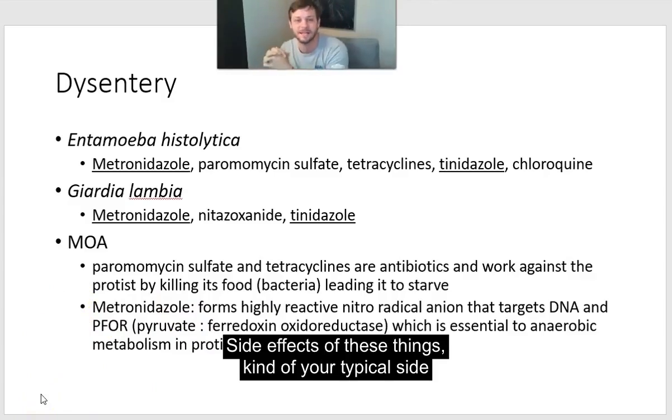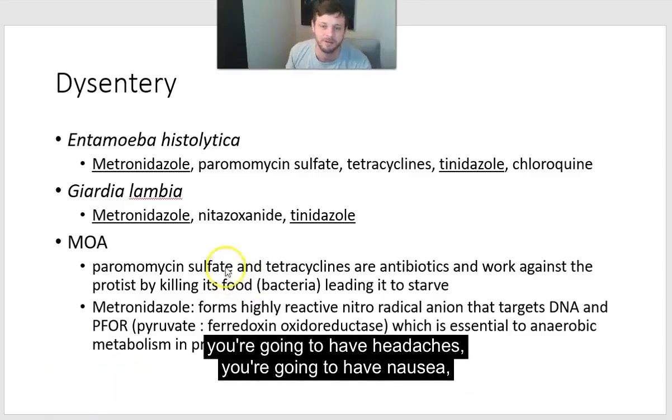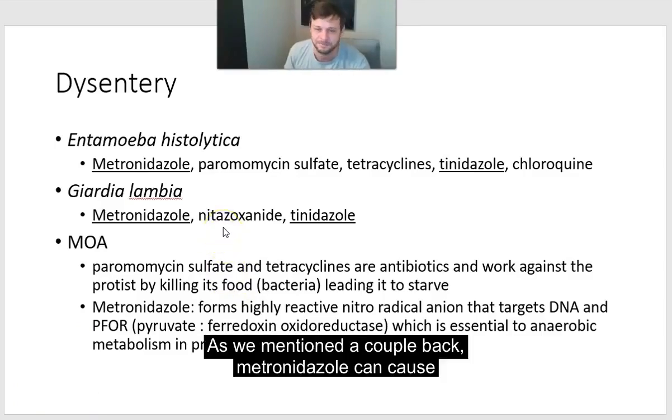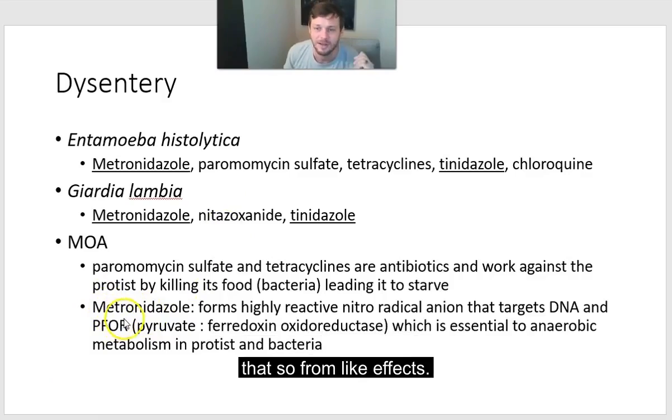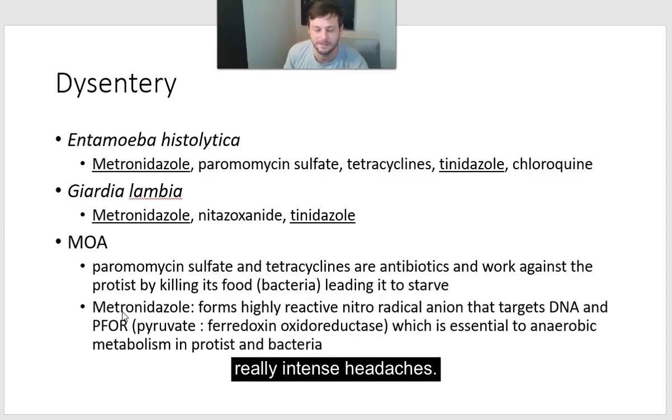Side effects of these things are kind of your typical side effects, especially for GI stuff. You're going to have headaches. You're going to have nausea, vomiting, potentially dry mouth. As we mentioned a couple back, metronidazole can cause disulfiram-like effects. So if you drink alcohol with this, you can end up getting really sick. Lots of nausea, lots of vomiting, really intense headaches.